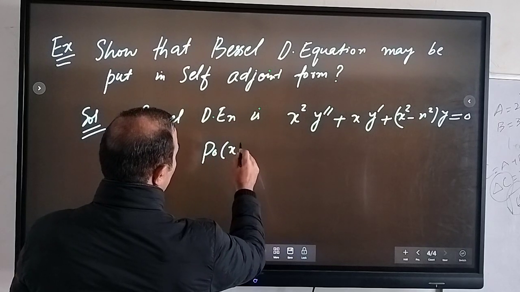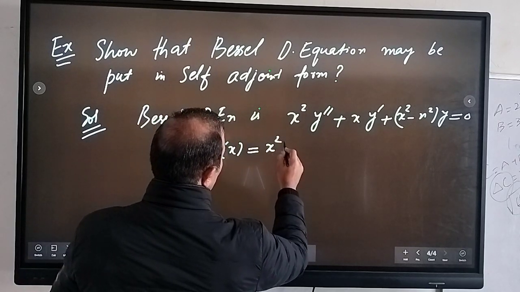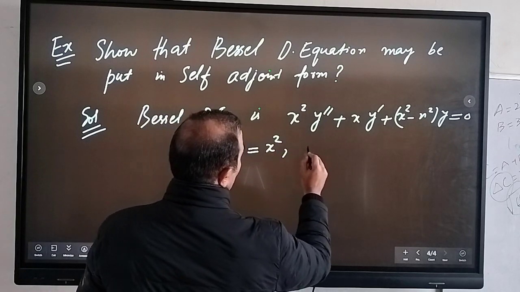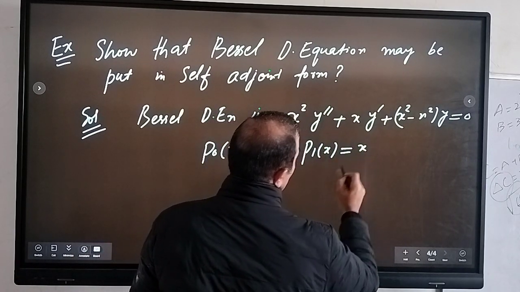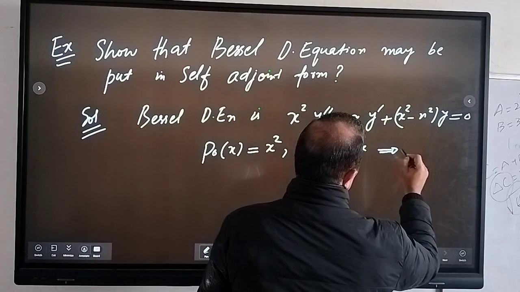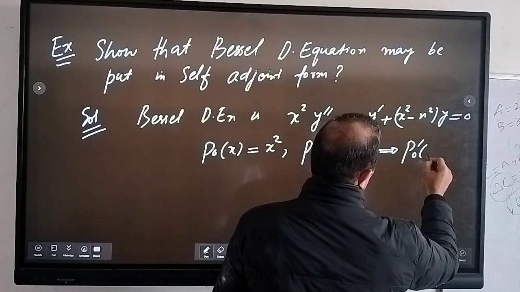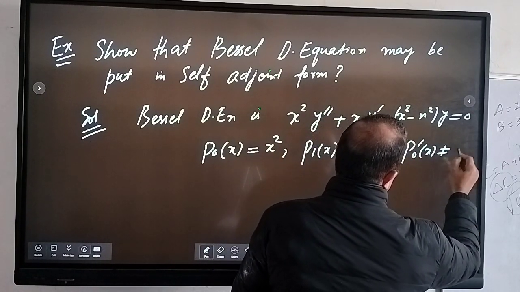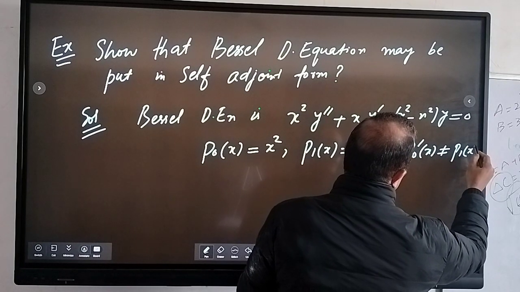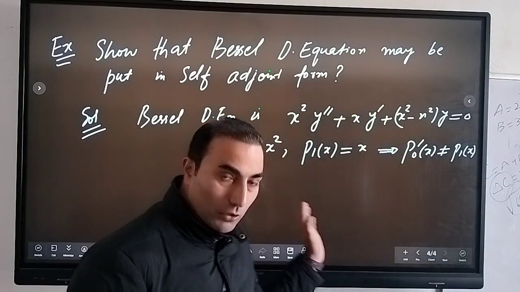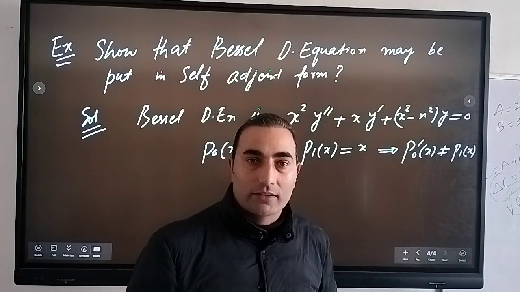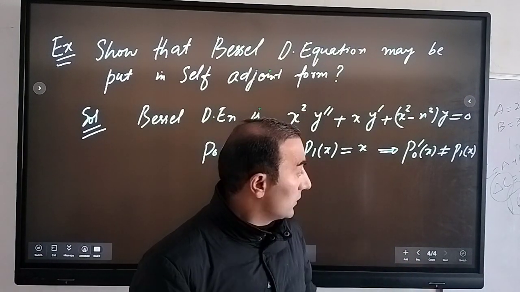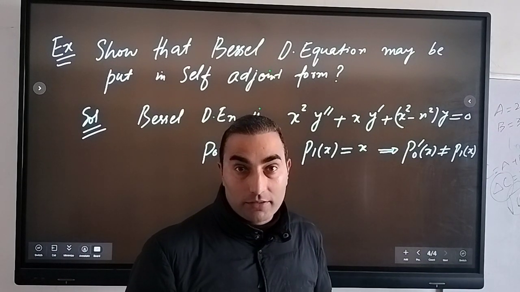That's x square, and p1 of x is equal to x. Which implies that p0 dash of x is not equal to p1 of x. So they are not the same, because it's clear that when you differentiate p0 of x, it is twice x, and 2x cannot be equal to x, right? So this differential equation is not in self-adjoint form.